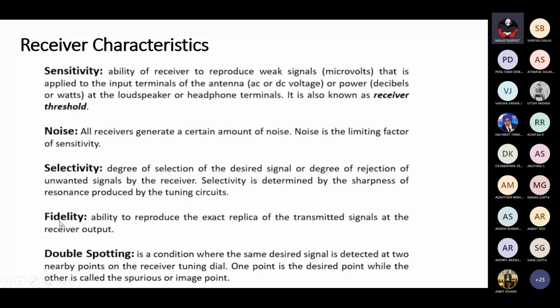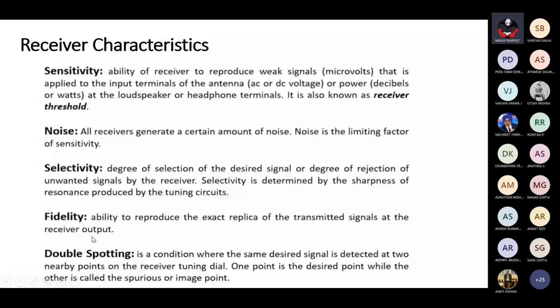It's the condition where the same desired signal is detected at two nearby points on the receiver tuning dial. One point is the desired point, while the other is a spurious or image point. We will study the techniques later, how we can remove this double spotting. So these are generally the receiver characteristics.